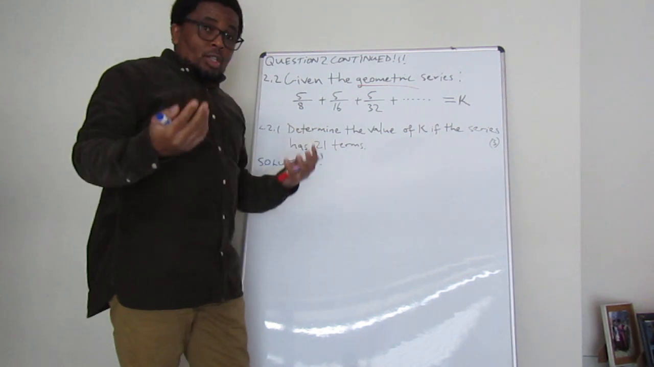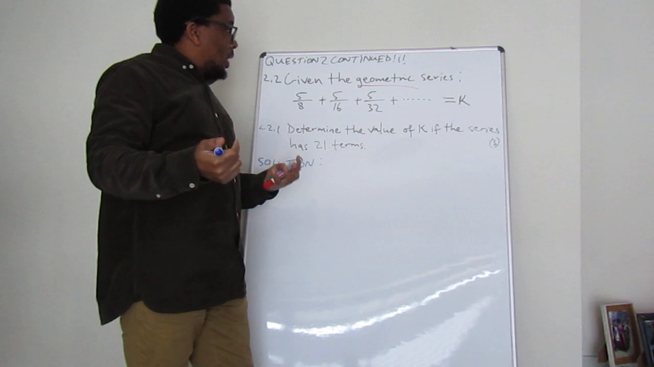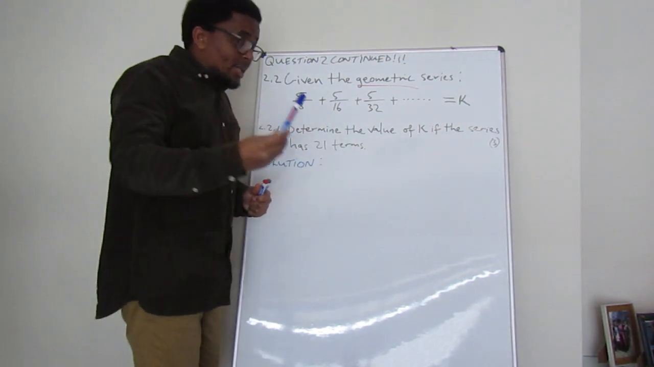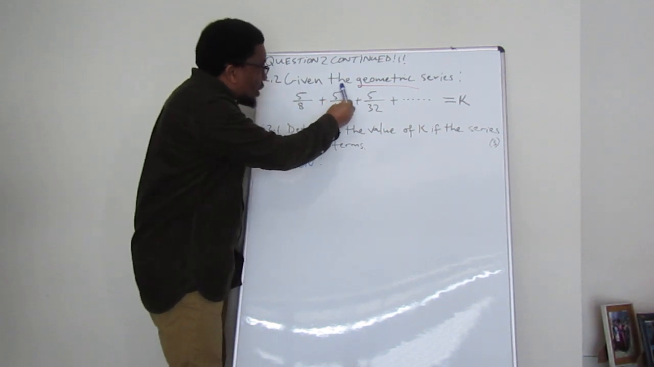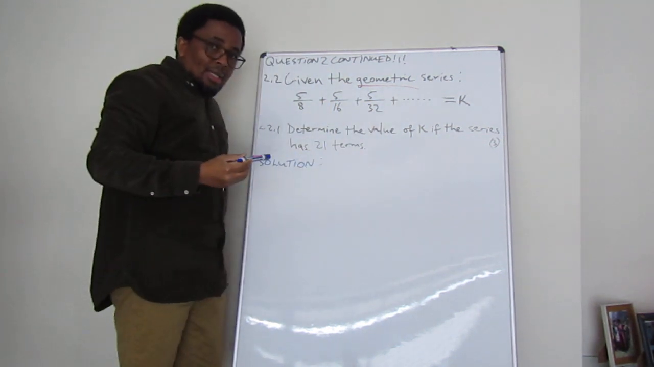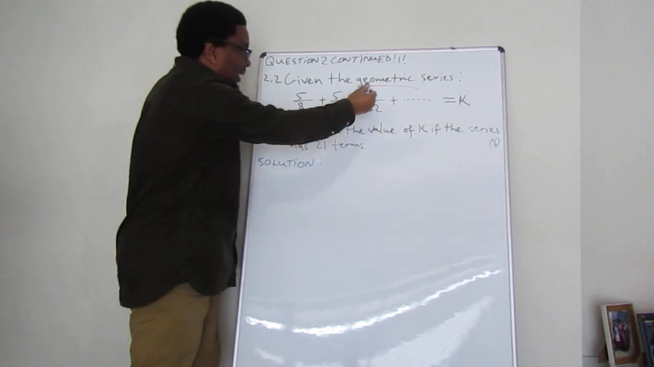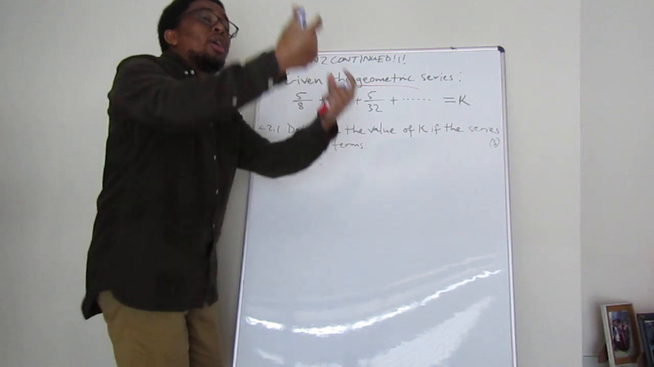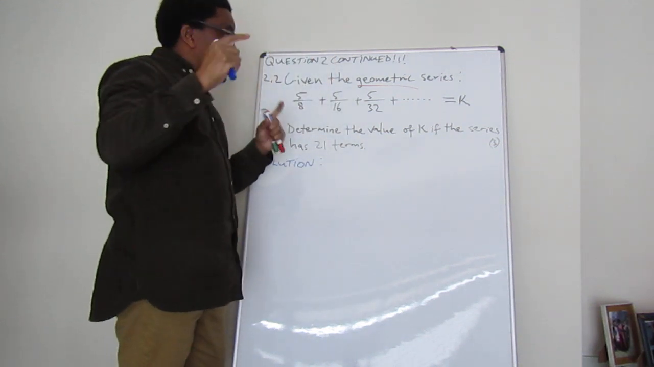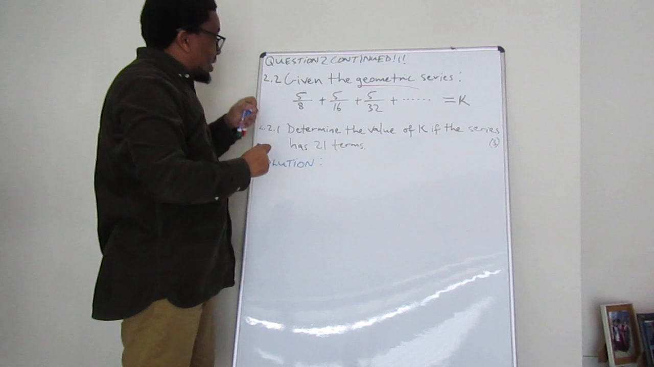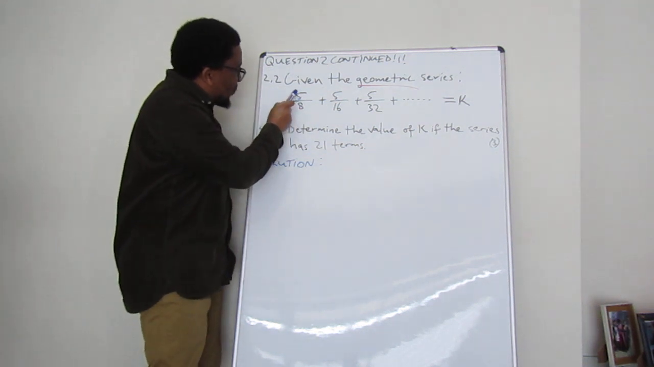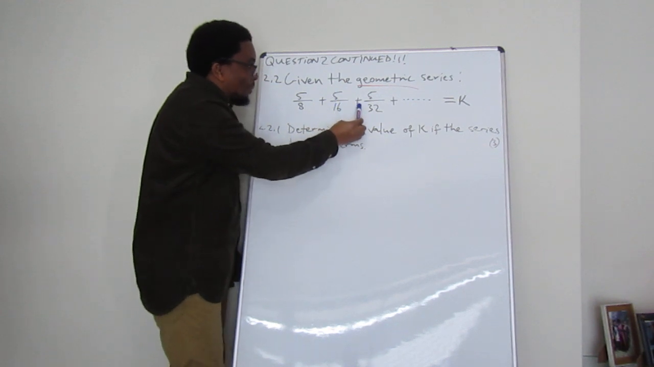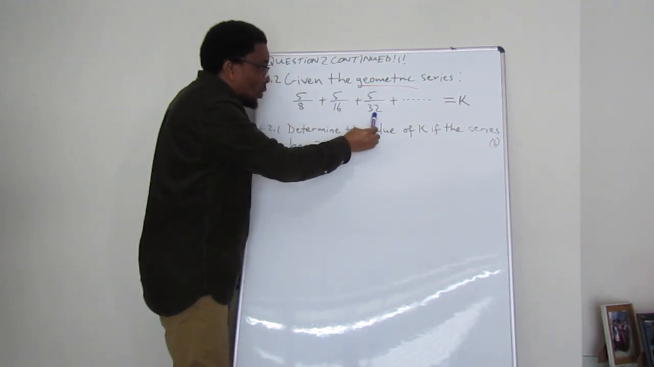Once more, let us continue with our question 2. That is 2.2 in this case. Now the question says, given the geometric series, underline that, geometric series as opposed to arithmetic series. Note that. Now, this is the series that you are given. It is 5 over 8 plus 5 over 16 plus 5 over 32, right?